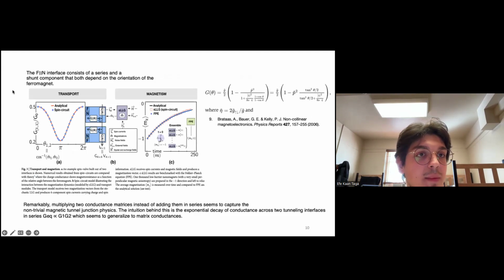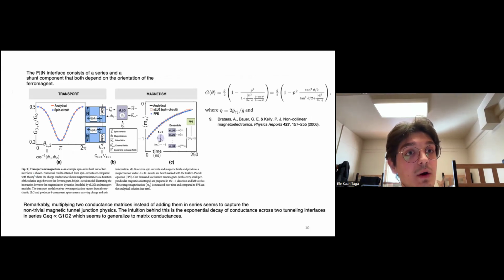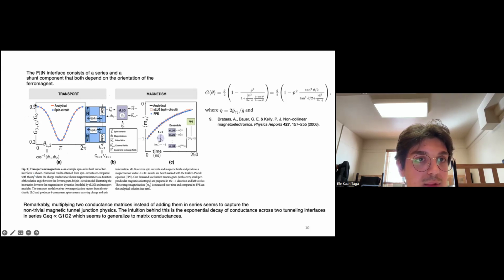And the ferromagnet normal interface consists of a series and a shunt component that both depend on the orientation of the ferromagnet. Here, the transport and magnetization module. Here is an example spin valve built of two interfaces, as shown here, and there is also a magnetization module that we will see soon. And here the spin circuit model from HSPICE is aligned with our analytical results, and we calculate our analytical results from this non-uniform Green's function.